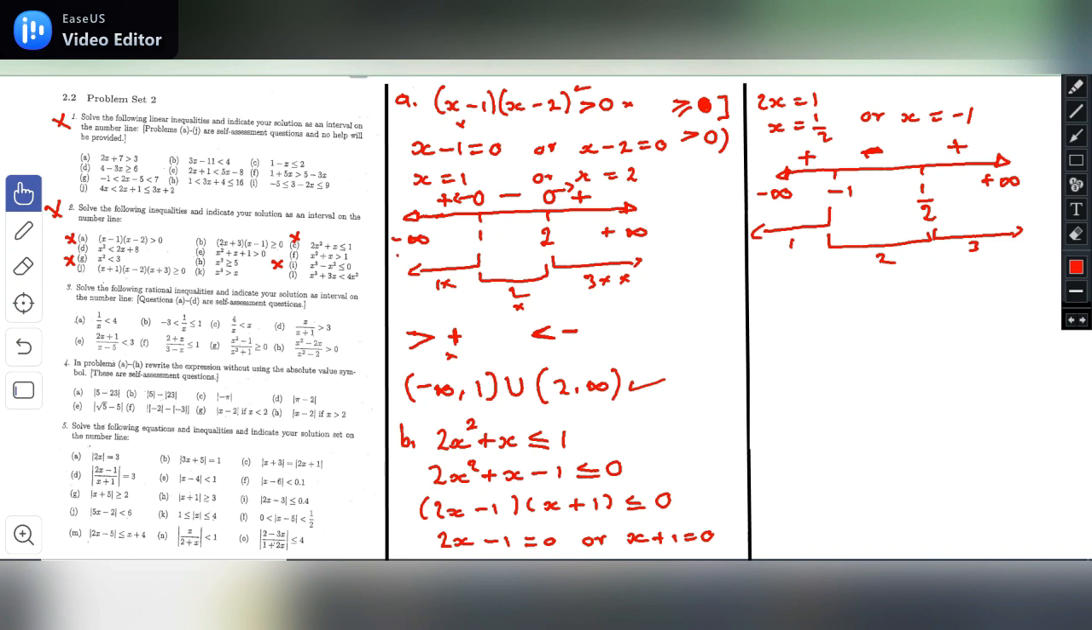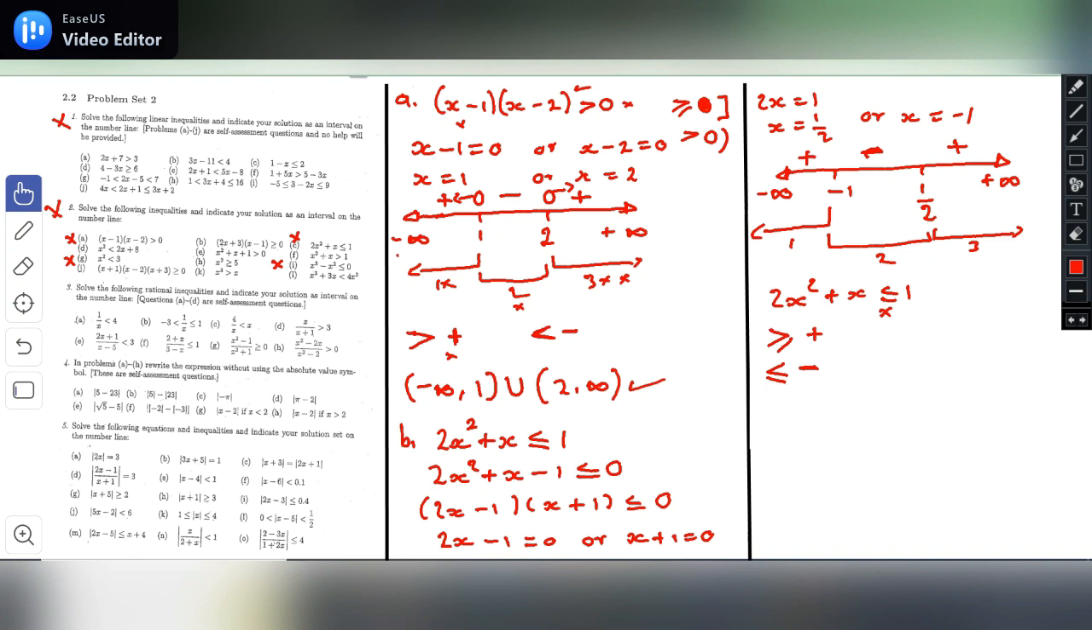Therefore, after finding the signs, we now check our original equation. Our original equation is 2x squared plus x, which is less than or equal to 1, right? I said that if our sign is greater than or equal to, then we focus on the positive sign. And if our sign is less than or equal to, we focus on the negative sign, right? So we can see now our sign is less than or equal to. It means we're going to focus on the negative signs that we found.